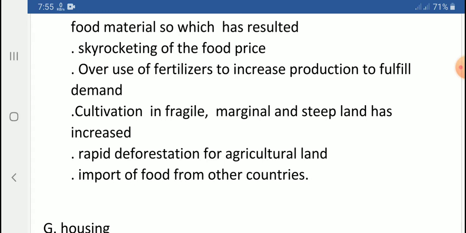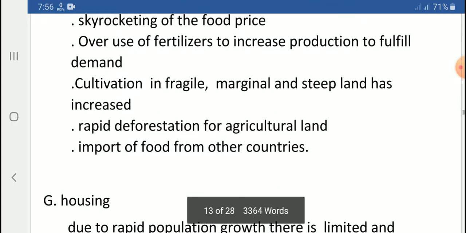Because of which there is the problem of landslide and flood. And rapid deforestation for agricultural land has been done, and food materials have been imported from other countries, because of which the country has to spend lots of money on food materials that it can produce in its own country. And that is also creating trade deficit in the economy of the country.